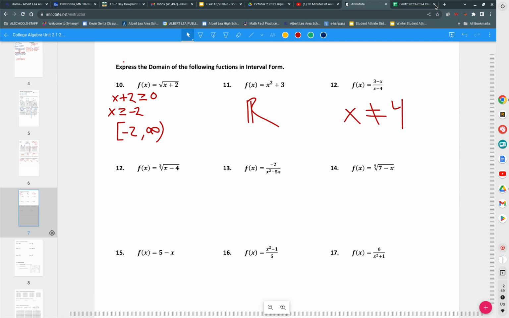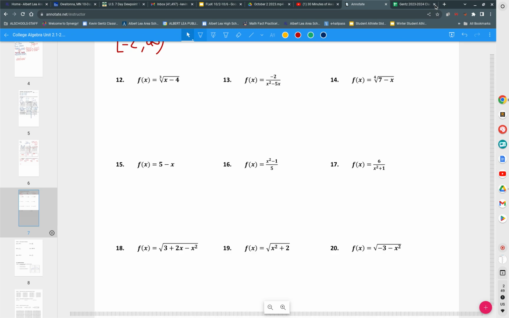Next one, I got a radical. Uh-oh, can I take cube roots of negatives? Yeah. So is there any problem with cube roots? Absolutely not. All real numbers.